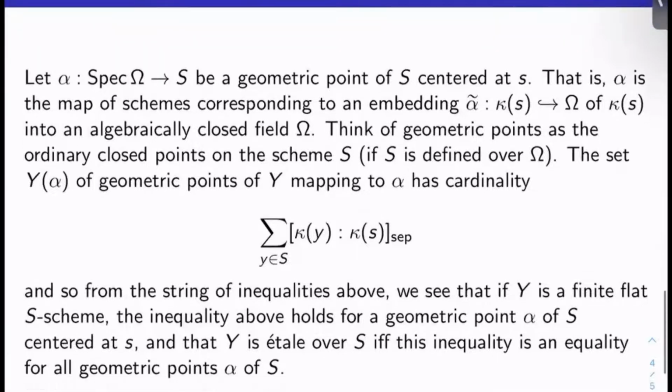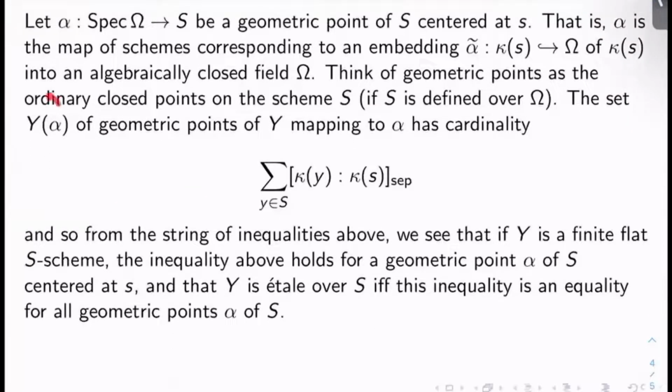Okay, and you should think of geometric points, if you've never seen this concept before, as just kind of the usual ordinary closed points on the scheme S. So what I mean is the actual points you might actually sit down and draw out if you were to draw the underlying topological space of the scheme. Now, this intuition only really works if S is defined over omega, but whatever. Okay, again, the intuition will still get you far in general.